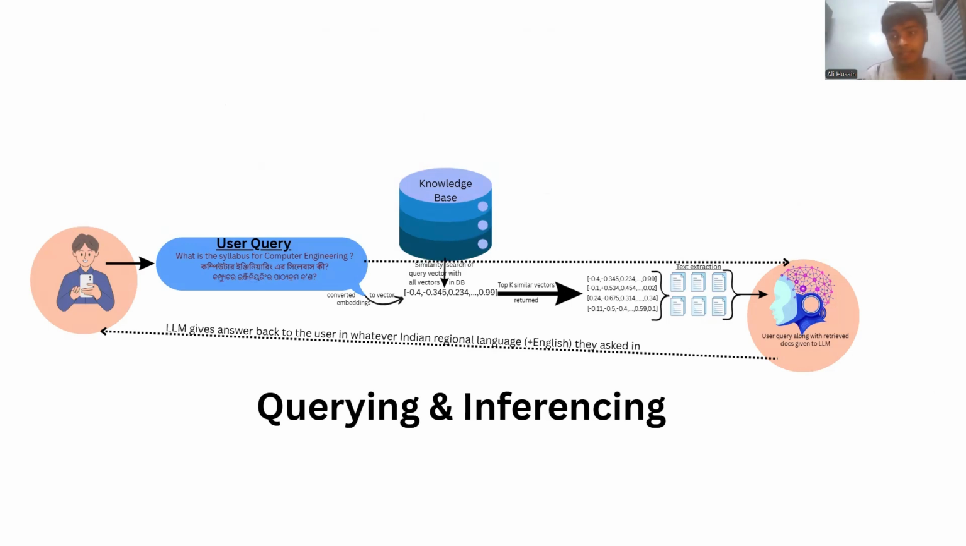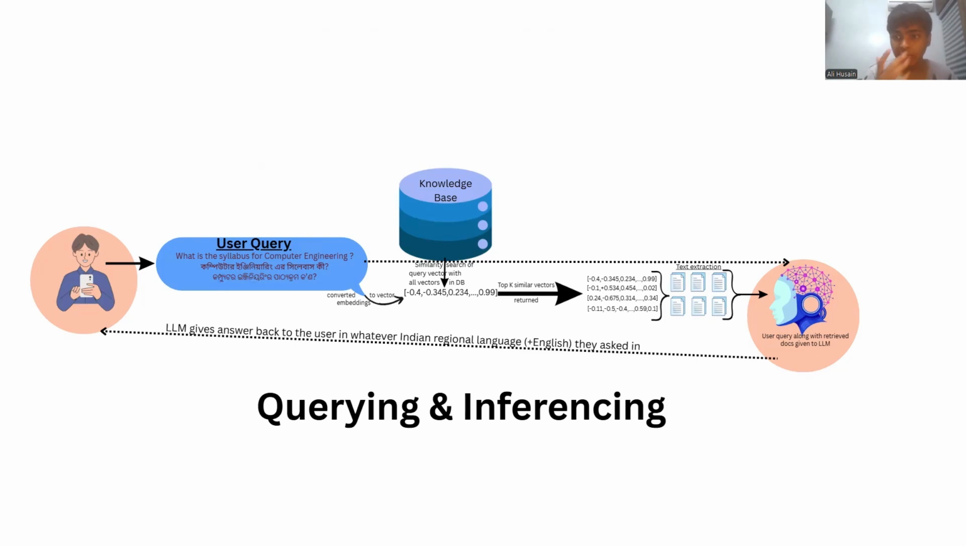So what happens is a user would ask a query in any of the languages, supposedly English or any regional language of India: Marathi, Punjabi, Odia, Bengali, anything. That query would be converted into a vector embedding. Now, this vector embedding would be compared for similarity score between all the vectors present in the knowledge base.